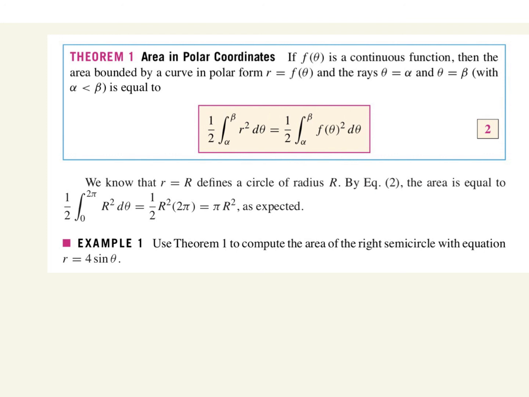Just right here under it, little r equals capital R defines a circle with a radius of big R. So by equation 2, the area is equal to 1/2 the integral from 0 to 2 pi of big R squared, which would antiderive and give us a result of pi r squared, as expected. So it proves the area of a circle formula, as in the previous section, where we proved our arc length for our circumference.